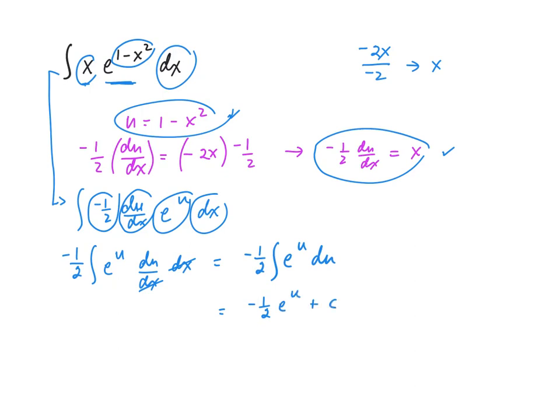And the last step needed is to just put u back. So negative 1/2 e to the u is negative 1/2 e to the 1 minus x squared plus c, and there you have it. That is your integral.